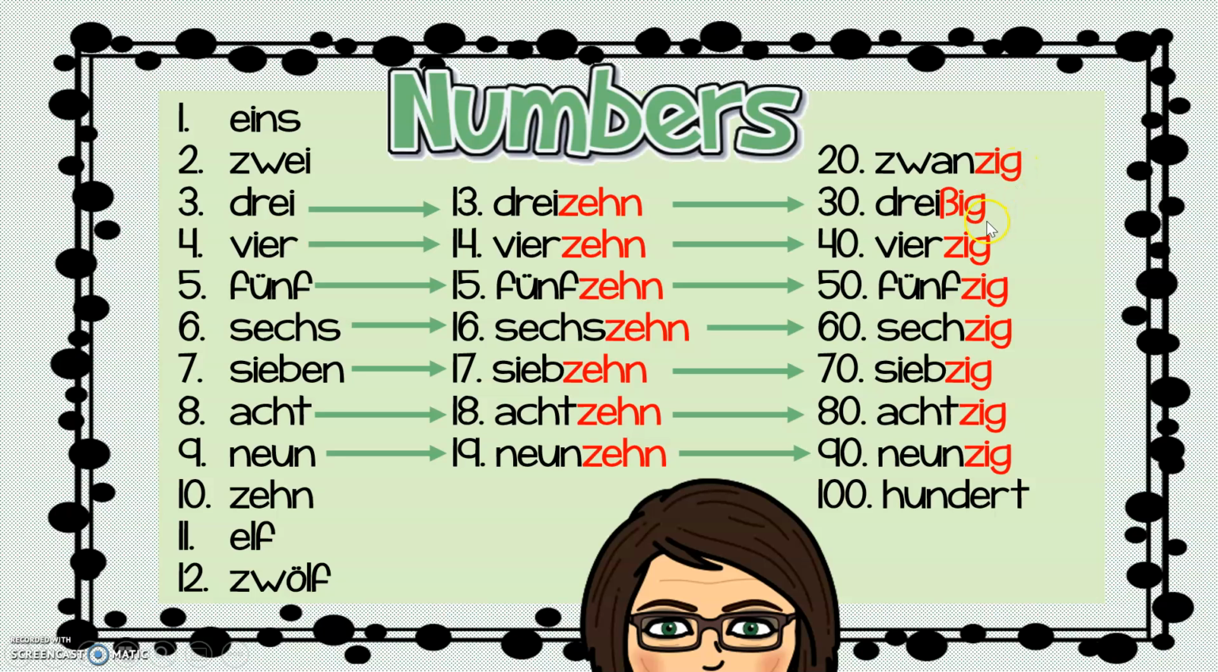So let's do those decades again. 20, 30, 40, 50, 60, 70, 80, 90. And then 100 is 100. It is important that you listen carefully because sometimes 10 and zig can sound alike. It would be the difference between 14 and 40. 14 is 14, 40 is 40.